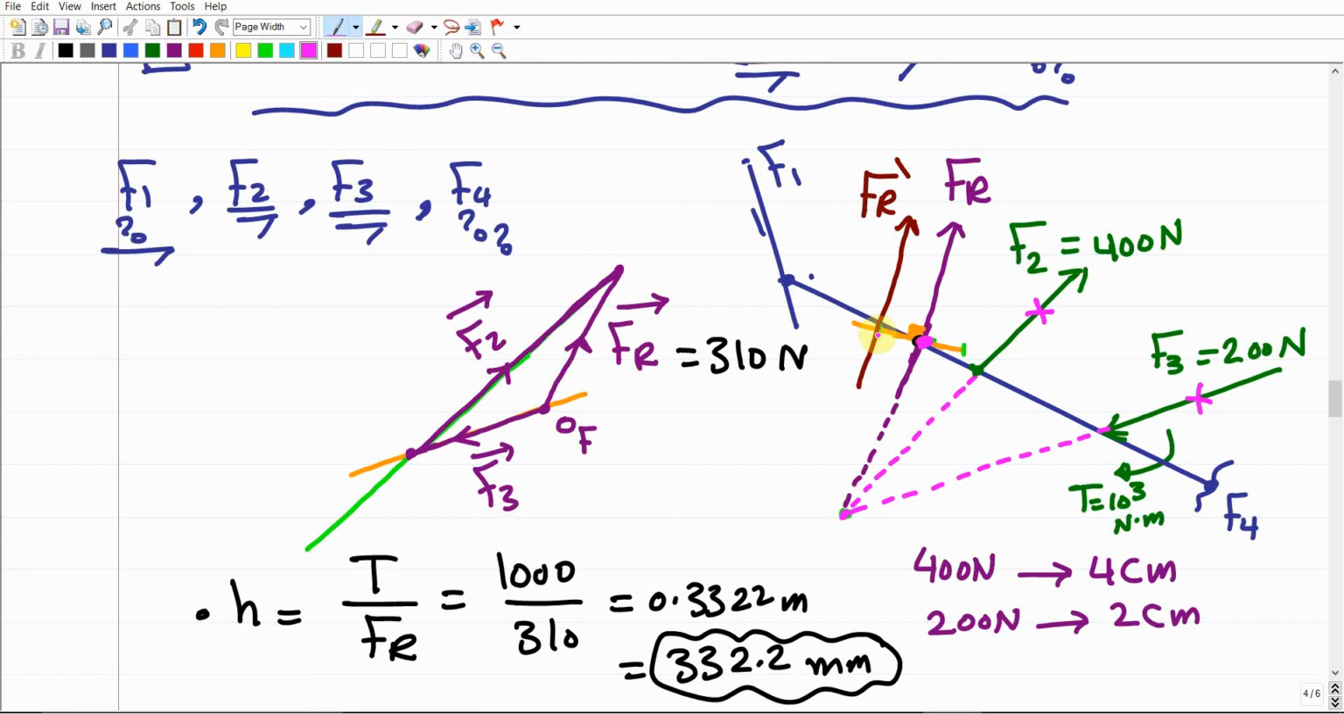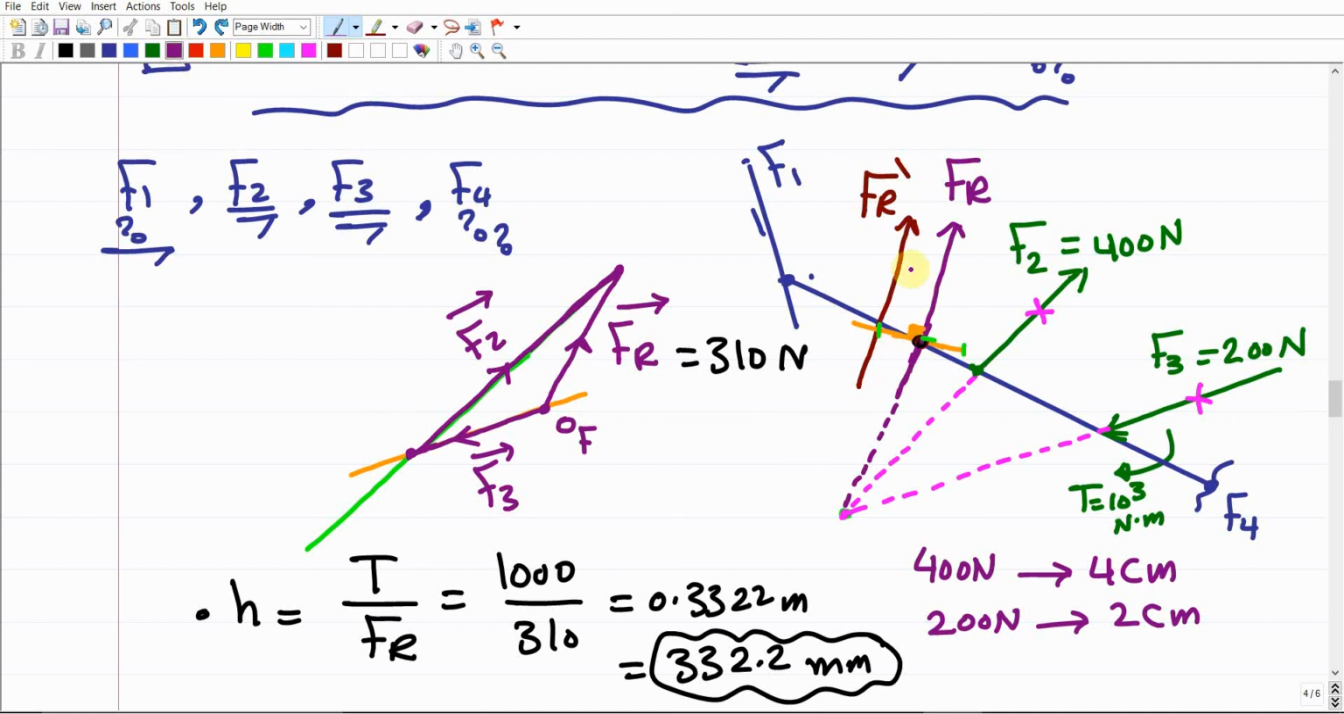But what is the direction of this torque? If I ask you to move this FR to this point, or find the moment of this FR dash about this point, it is going to go in this direction, right? Is this the same direction as the given torque? Yes. So this is the correct position, and this is the correct direction of FR dash. Anyway, the direction should be parallel, following the same direction.